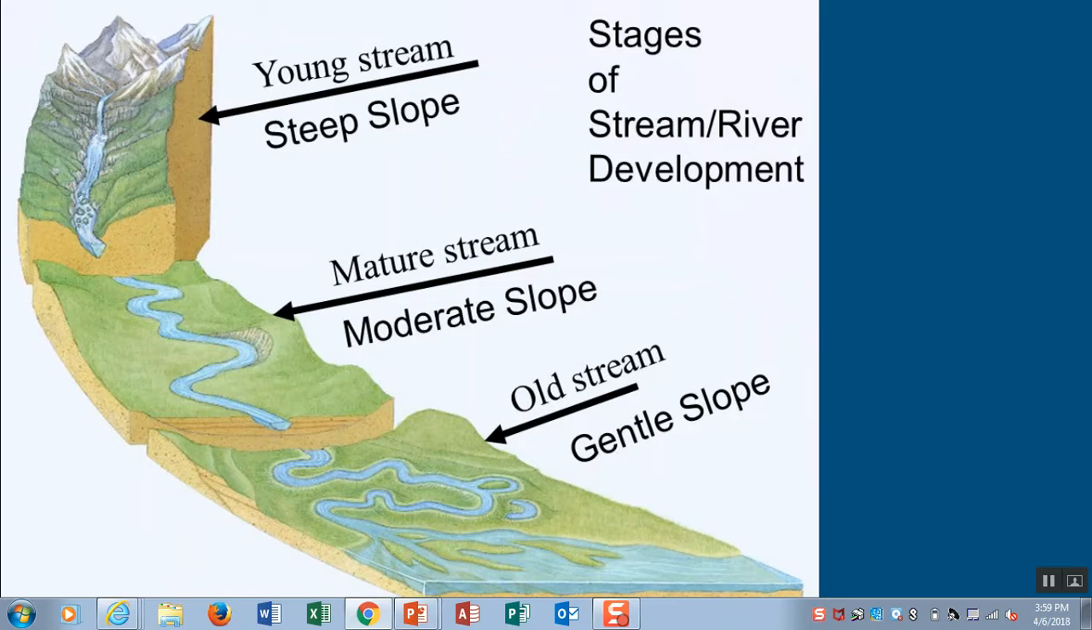Now a mature stream is much flatter, the gradient is much flatter, and the river starts to meander or bend back and forth. And then finally the old stream down here at the bottom closest to the ocean is very flat, very curved, very meandered. Sometimes you'll see oxbow lakes, and then you see a delta as the river enters the ocean, because the velocity completely drops when the river enters the ocean, and so it drops all of its sediment.